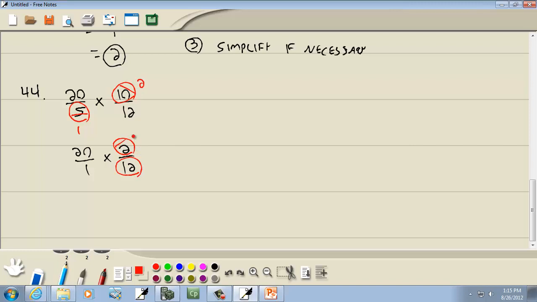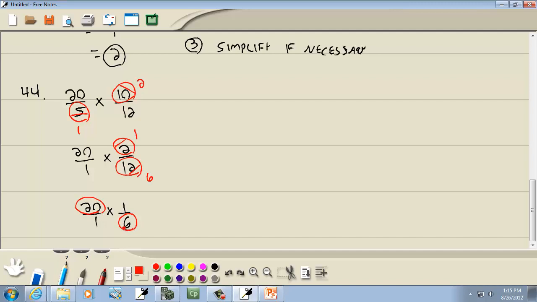So 2 divided by 2 is 1. 12 divided by 2 is 6. So I got 20 over 1 times 1 over 6. Numbers on top, numbers on the bottom. That's the only guideline. Here's a 20 and here's a 6.